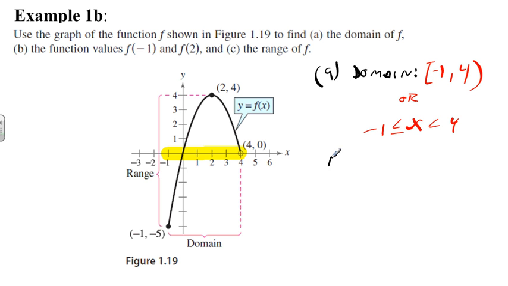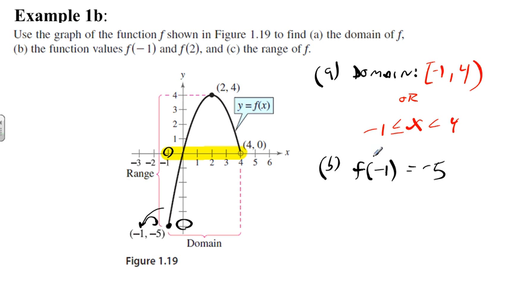Now let's do part B. Part B says find the values of these two things here, f of -1. Again, what this means is if I plug in -1, what's the y value? So watch this. Go to -1. If I plug in -1, go to the graph. See what the y value is? It's -5. 1, 2, 3, 4, 5. So f of -1 is -5.